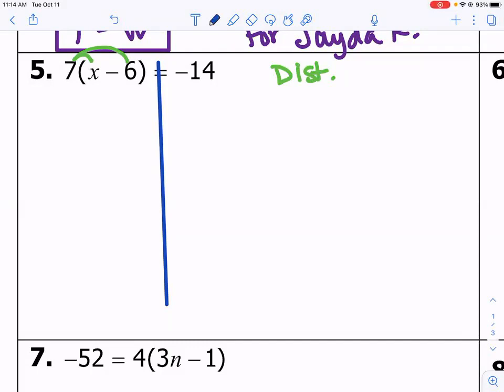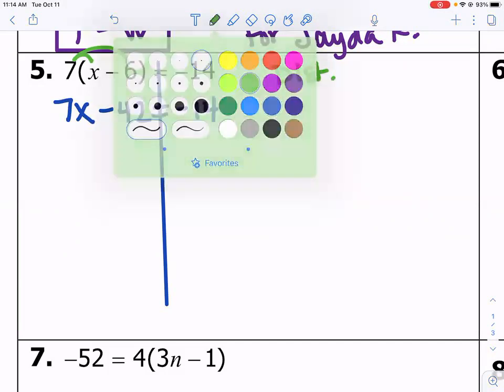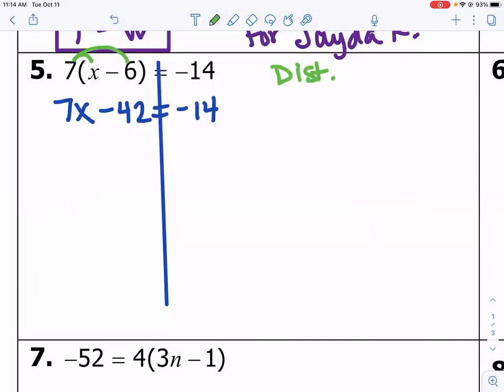Okay, so when we distribute, we get 7X. And then 7 times -6 is -42. Okay. Are we okay with 7X minus 42? Yes. Okay. So now Cordell, what do I need to move first? The 7 or the 42? And how do we do that? We add it. It's being subtracted, so we are going to add 42 to both sides.